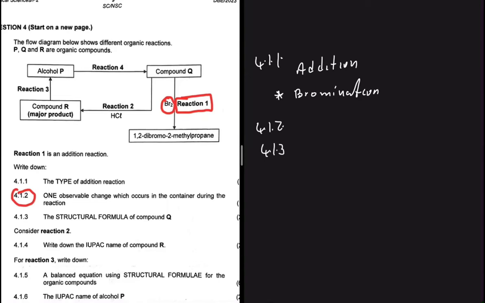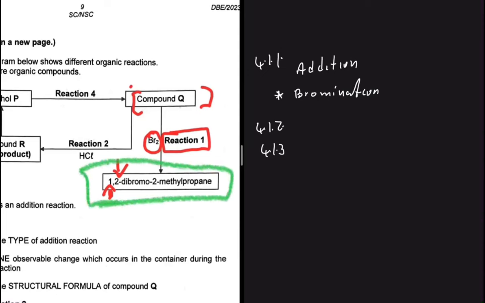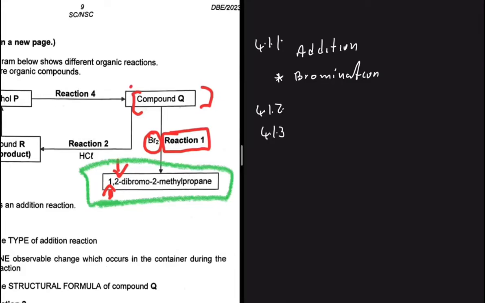4.1.3, the structural formula of compound Q. So we have compound Q right here, and when we add Br2, one bromo is going to be on the first carbon, as we can see from the name, and another Br will be on the second carbon. So there was a double bond there. If they go and stay in that location, it means that there was a double bond there. So we just draw the structural formula of this structure, but instead of putting bromo on the first and second carbon, we're going to put a double bond, because that is compound Q before we add Br2.